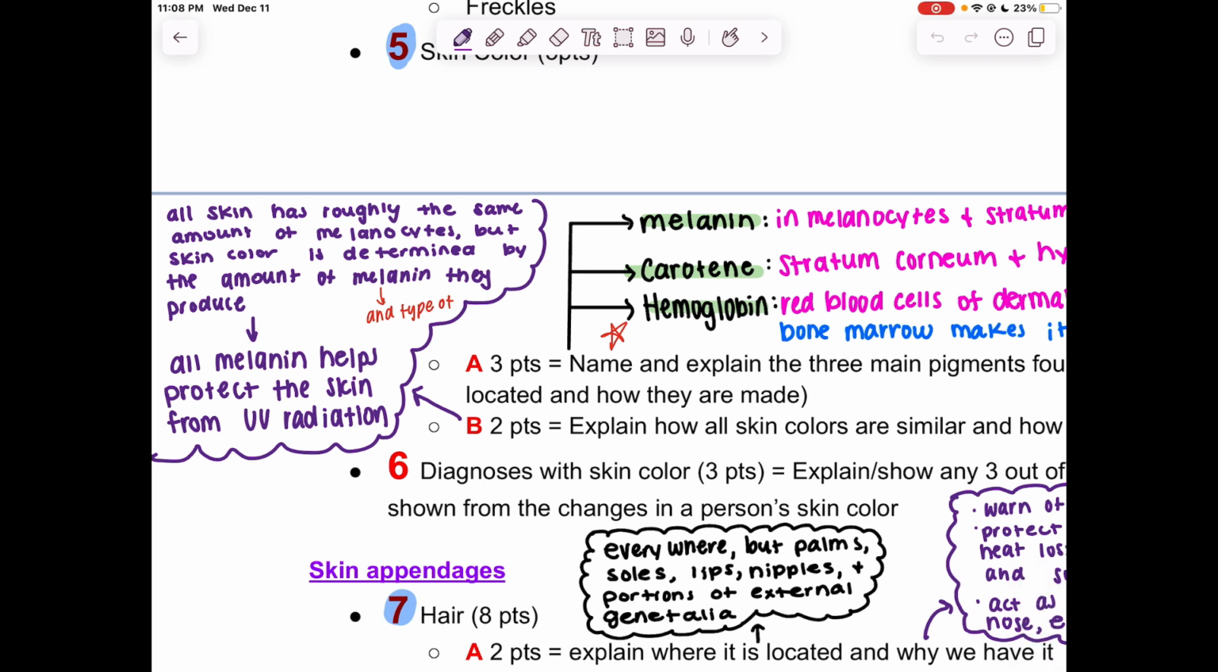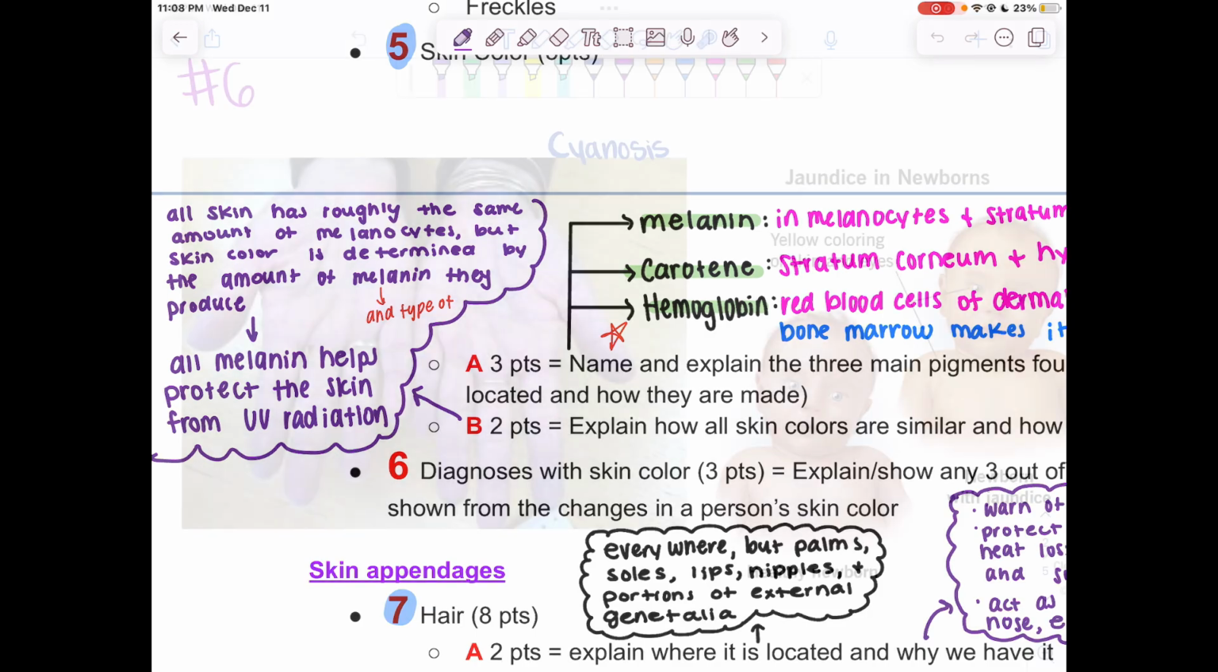All skin has roughly the same amount of melanocytes, but skin color is determined by the amount of melanin they produce and the type of melanin. All melanin helps protect the skin from UV radiation.